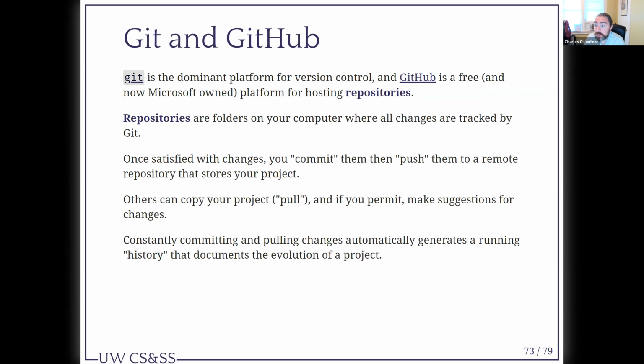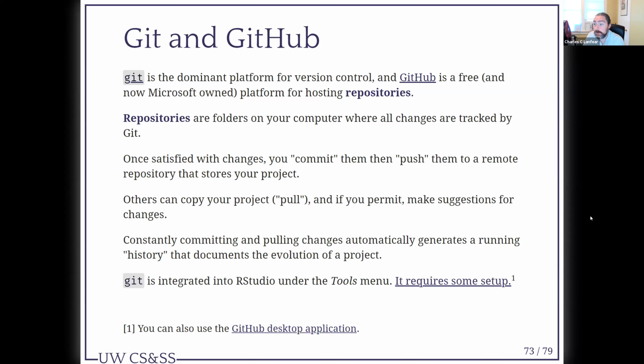Constantly committing and pulling changes automatically generates a running history of the project that will document its full evolution. Every change ever made will be documented by these different commits you've made to the repository. So you can see everything that was done. If you look at the GitHub repo for this class, you can see every change I ever made to any slide or whatever in the class's history.